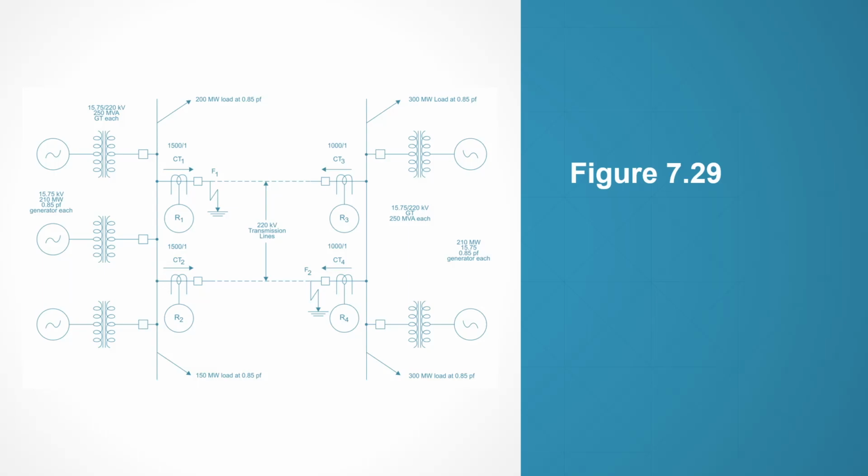Obviously it is very clear that if load is less and generation is more, then the plug setting will be decided on load. But if generation is less, then the plug setting will be decided based on generation.